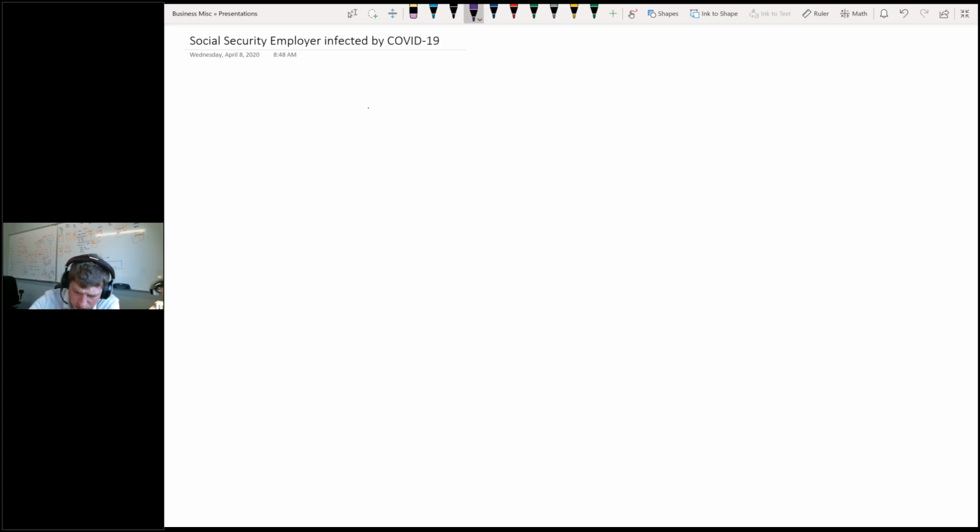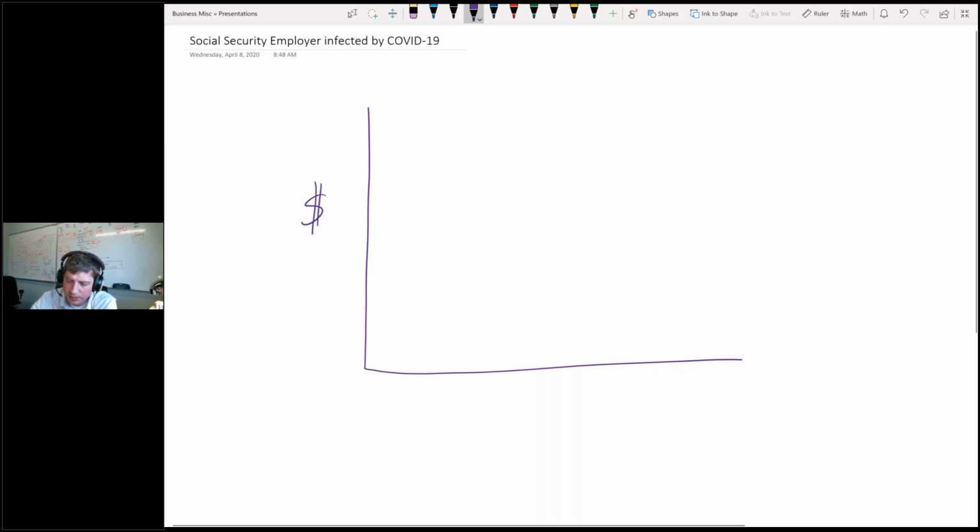Well, I'm going to draw a graph here with two separate paychecks for the same employee. John Smith is our employee of choice here. On this side, we have dollar amounts, and on this side, we have paycheck number one, which is a normal paycheck, and paycheck number two, which is going to be a COVID-19 paycheck. So paycheck number one, he receives $277 in his paycheck. This is his gross pay.